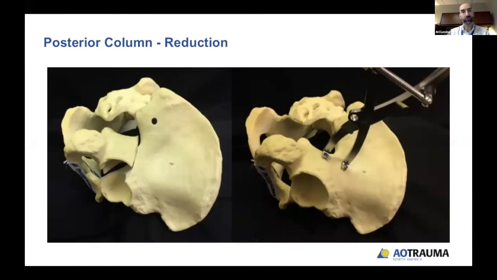Remember that with any of the screw-based clamps, the vector of the compressive force is based on the position of the screws. So it's really critical to pay attention to the orientation of the fracture line and to have your screws placed as perpendicular to the fracture as possible, so that when you compress, you don't induce shear in the fracture and potentially make the reductions more difficult.